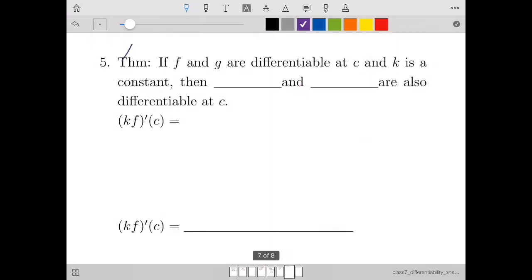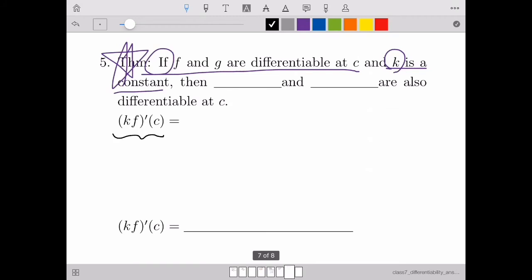Number 5, theorem. If f and g are differentiable at c and k is a constant, then blank and blank are also differentiable at c. So, what does this mean? It means the function g of x is k times f of x, a constant multiple of a function, and we want the derivative of g at c. That's what it is.